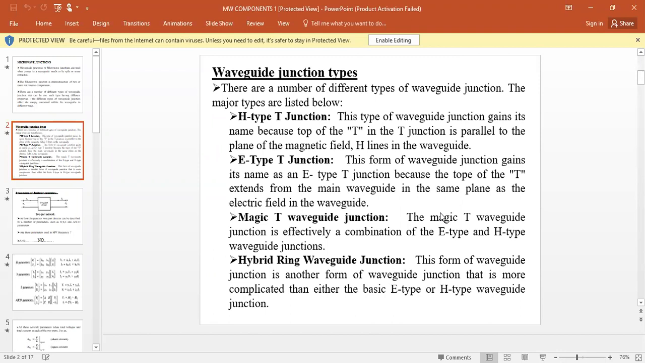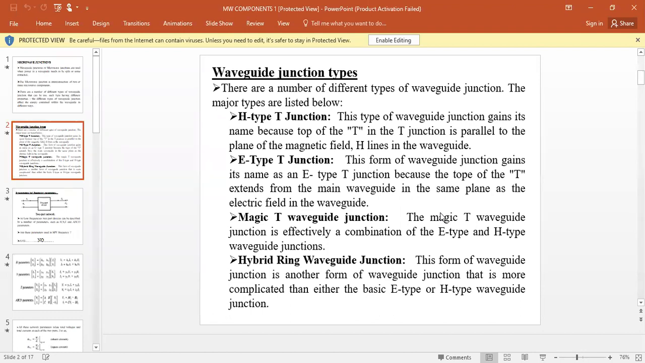Okay, and coming to the magnetic T waveguide junction. Magnetic T is totally different from the E plane and H plane. If you combine both, then it will be considered as a magnetic T waveguide junction. So magnetic T waveguide junction is effectively a combination of the E type and H type waveguide junction.